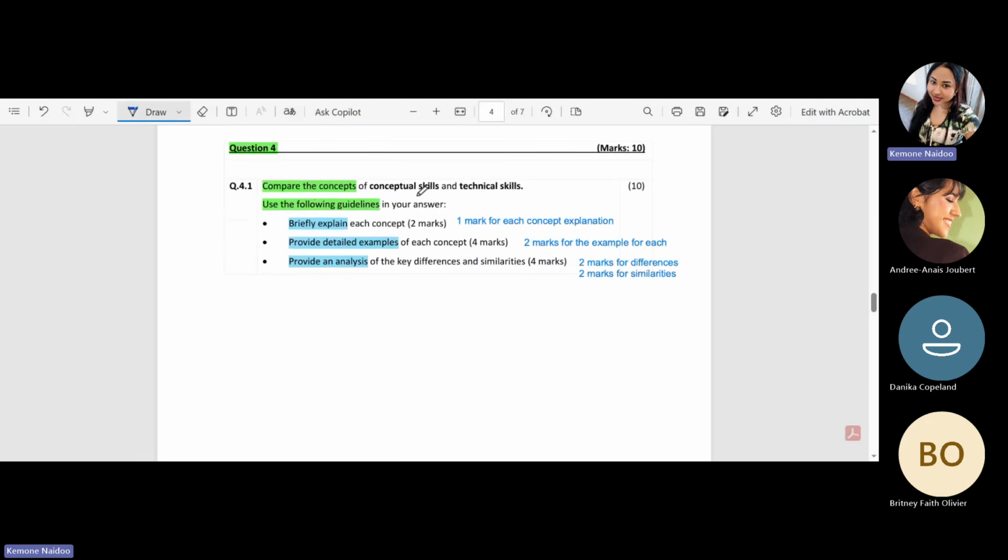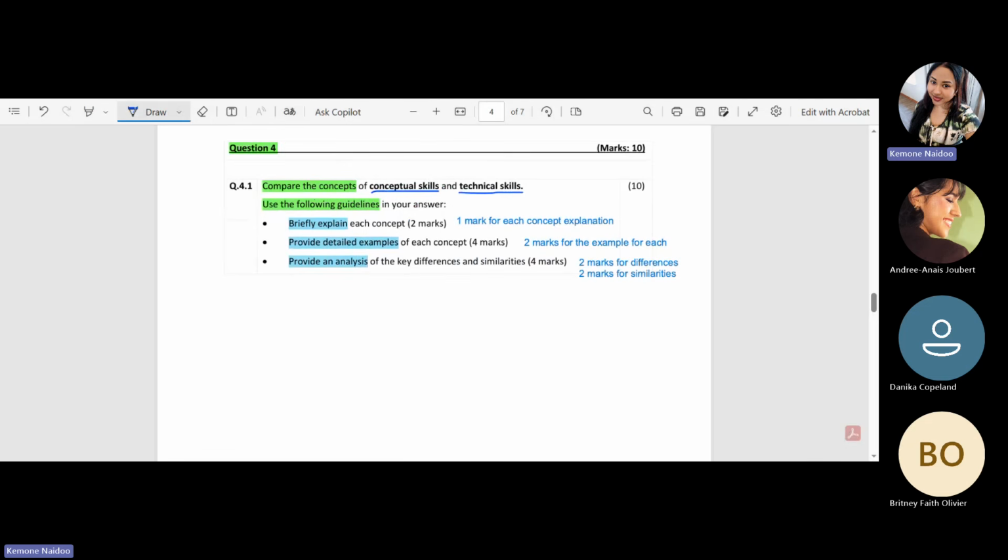Briefly explain each concept. So start off with explaining what conceptual skills are and what technical skills are. Okay. So conceptual skills, for example, refers to the ability to understand more complex ideas, thinking strategically, and also viewing the organization as a whole. You can also talk about it in terms of understanding vast amounts of information and interpreting and evaluating that. And then you can immediately move on to an example after you've given an explanation, or you can talk about technical skills so that for the first point, you have a brief explanation for both.